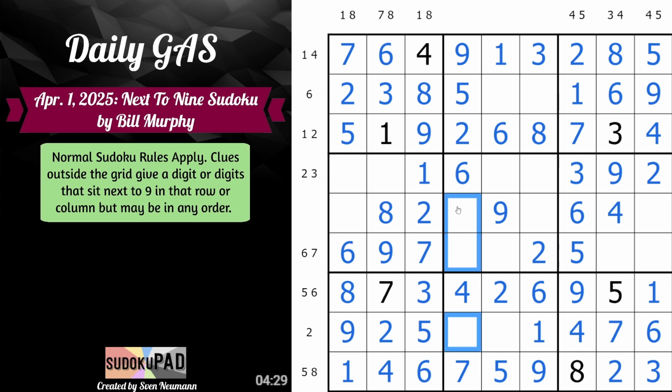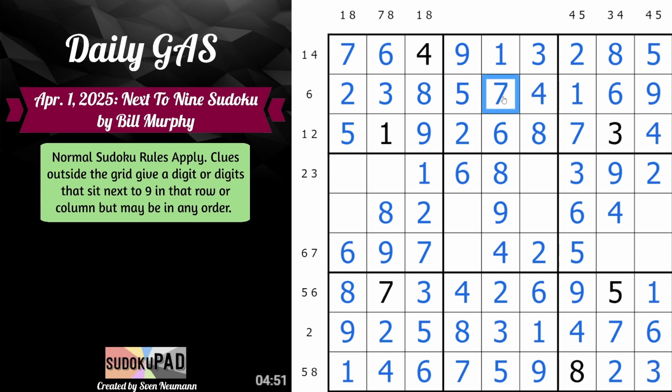3, 8, 3, 8, 1 from here. 1, 8. This can be any of them. 1, 3, 8, and 4. Where does 4 go across? This must be 4. Where does 8 go across? This must be 8. From the column, then, this is 8. From the column here, this is 4.